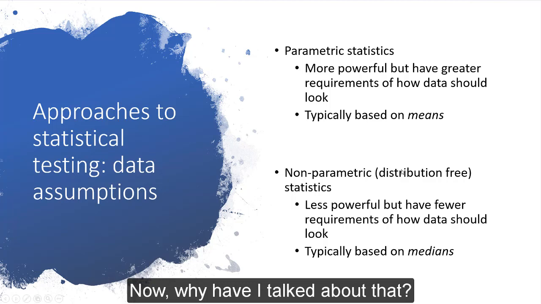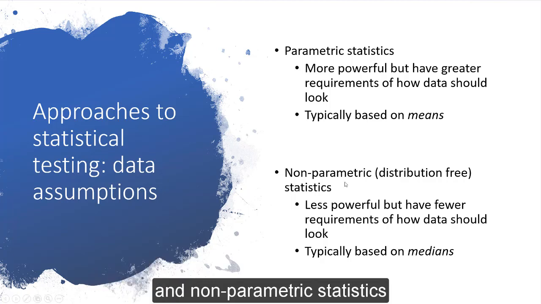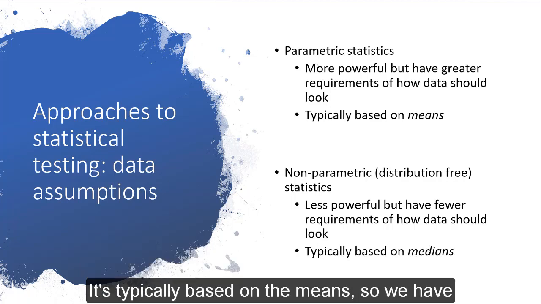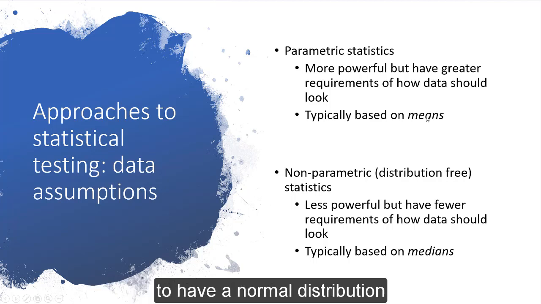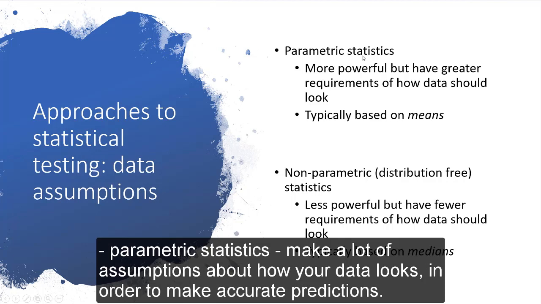Now, why have I talked about that? Well, broadly, there are two types of inferential statistic. There are parametric statistics and non-parametric statistics. Parametric statistics make more assumptions about how your data should look and behave. It's typically based on the means. So we have to have a normal distribution so that our mean is a good measure of central tendency to use. So it's a good representation of typical values in our data set. So parametric statistics make a lot of assumptions about how your data looks in order to make accurate predictions.